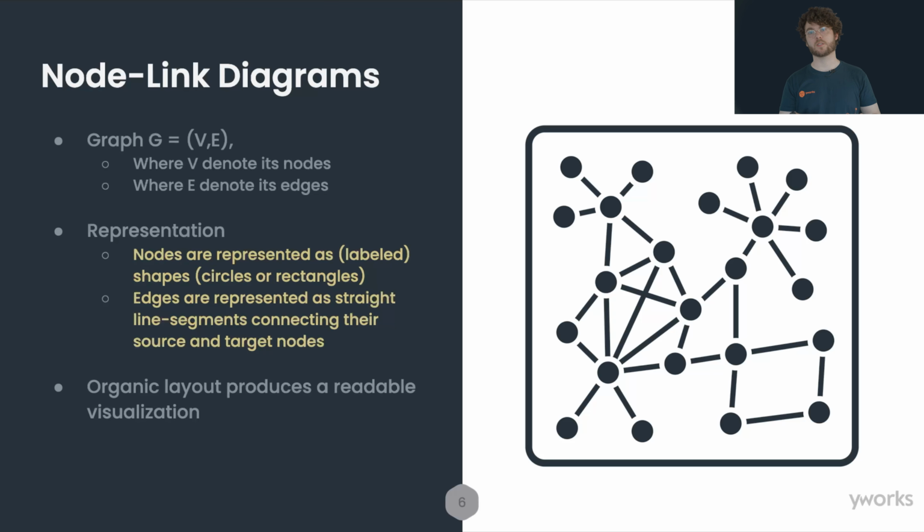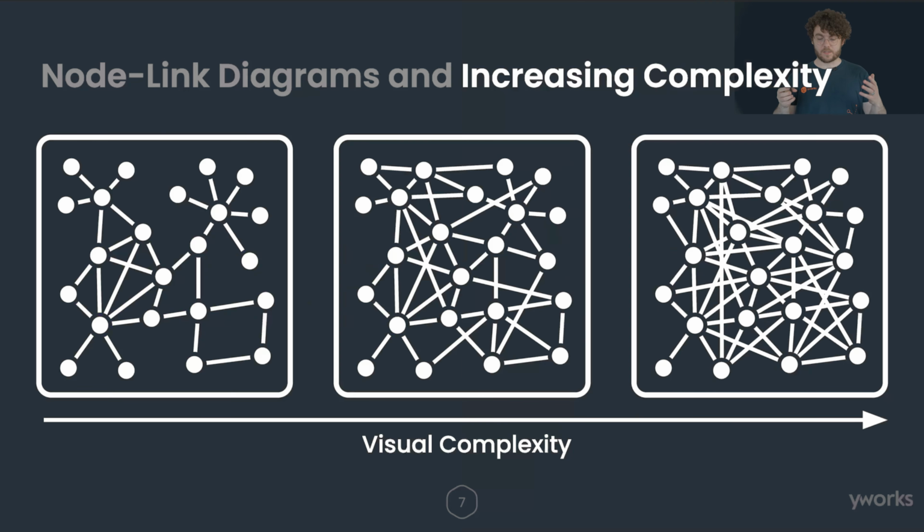Most commonly, these representations will be laid out using force-directed algorithms such as the yFiles organic layout. Now, while these representations do well with smaller graphs, as you can see on the right-hand side, as graphs become increasingly large and increasingly dense, they become increasingly difficult to read. As you can see here, as the density of the graph increases, it becomes increasingly difficult to make sense of what we're actually looking at.